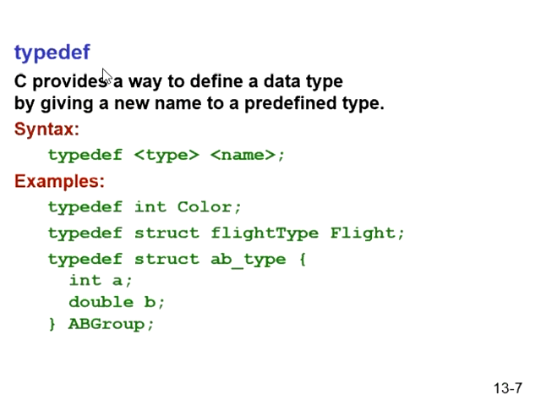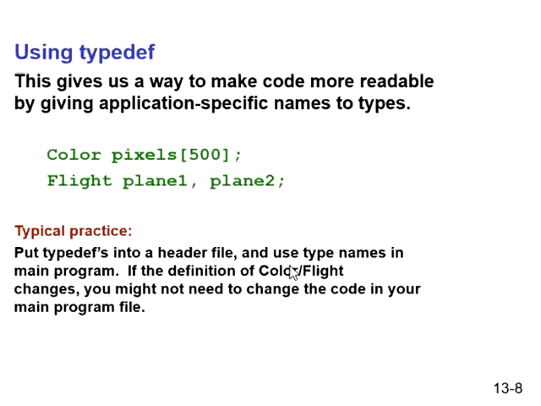And we have another keyword of C, that is typedef, type definition. We have a new name for the current type, for example, color for integer, fly for struct flight type, for example, AB type, struct AB type. We can use AB group instead of struct AB type for declaring variables. For example, over here, an array of 500 integers. And plan1, plan2, so they are struct flights.